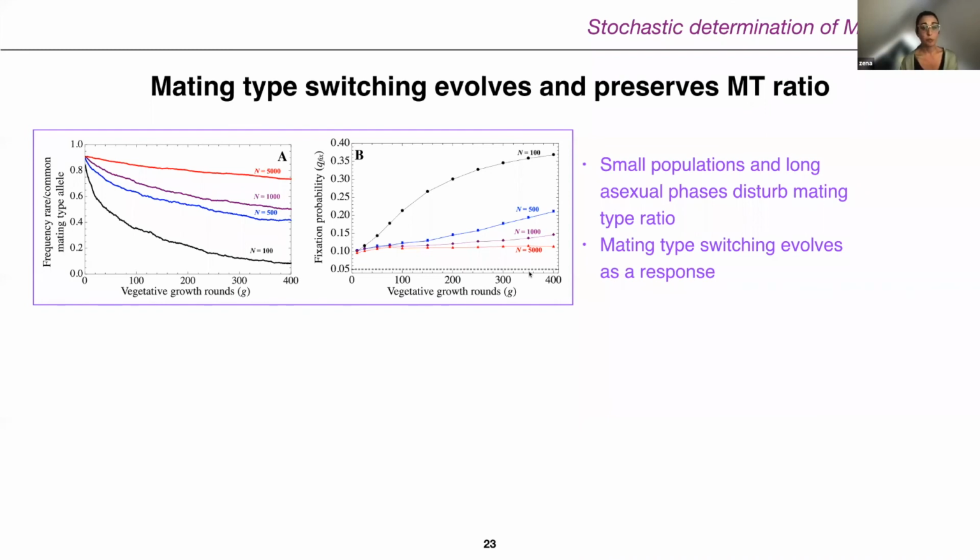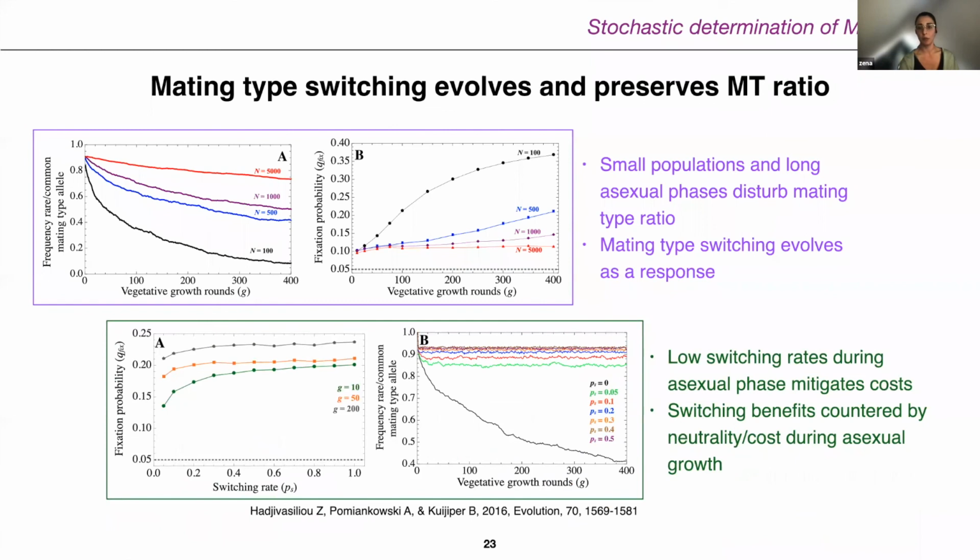What was a bit more surprising in our analysis was that we observed a relatively low switching rate to be adaptable rather than high switching rates. And also, somewhat surprisingly, populations that had longer periods of asexual growth evolved lower switching rates.